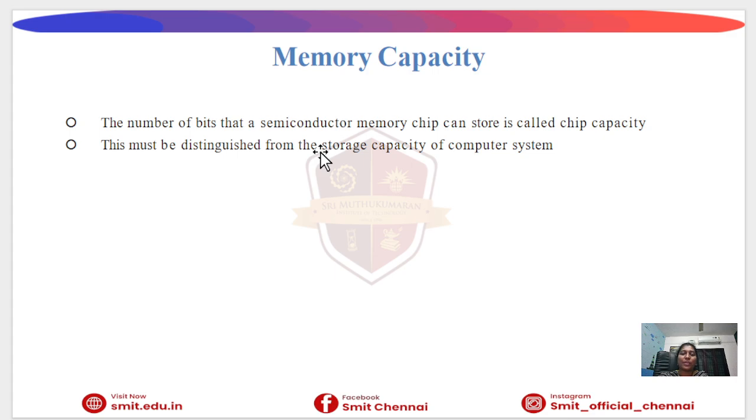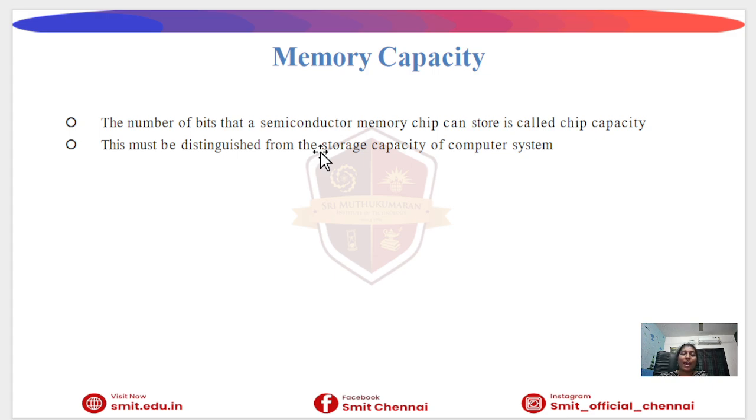Then why is external memory needed? That is memory capacity. Memory capacity means how much data a memory chip can store. It depends on the number of address pins and the number of data pins. If a chip has X address pins, it is considered as 2^X locations.